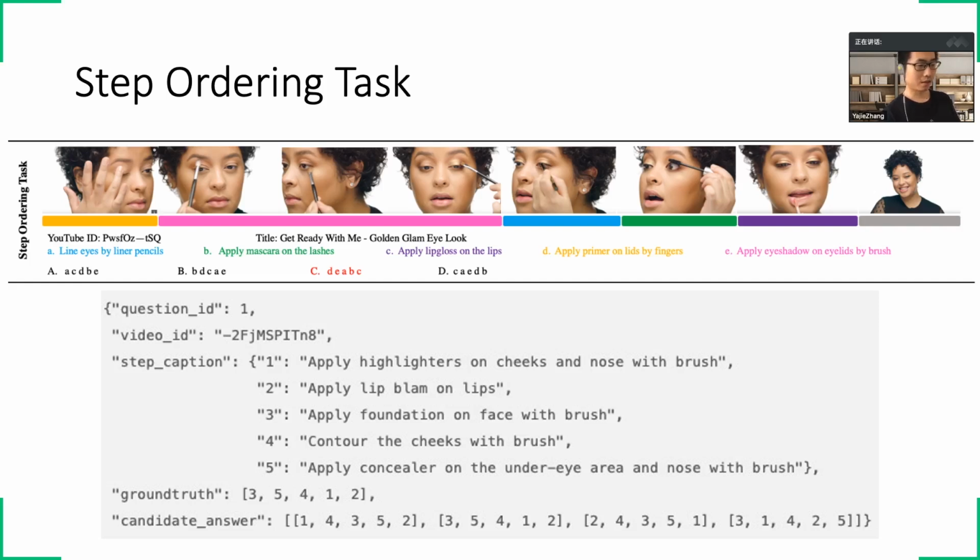And the second picture shows sample data in this format. There are question ID, video ID, step caption, and ground truth and candidate answer. The ground truth is used for evaluating the validate accuracy.